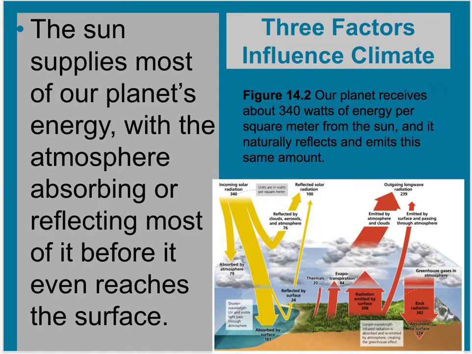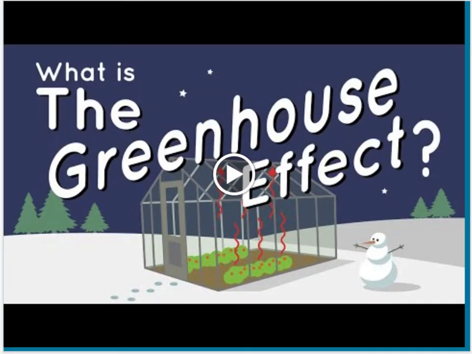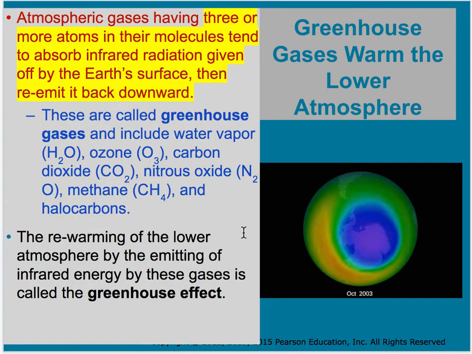So the sun is where we are getting nearly all of our energy on this planet, and some of it is absorbed and some of it is reflected back off, which goes into the greenhouse effect. I have this video called What is the Greenhouse Effect by NASA's Space Place, so you might want to check that out if you are not sure about how the greenhouse effect works.